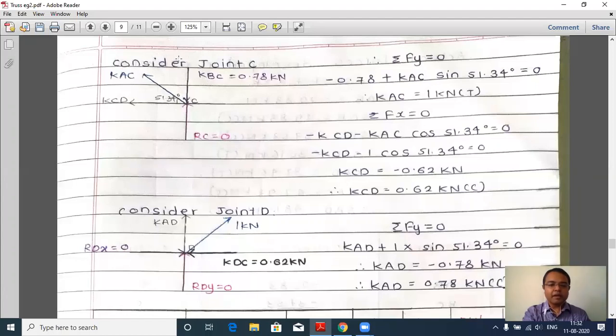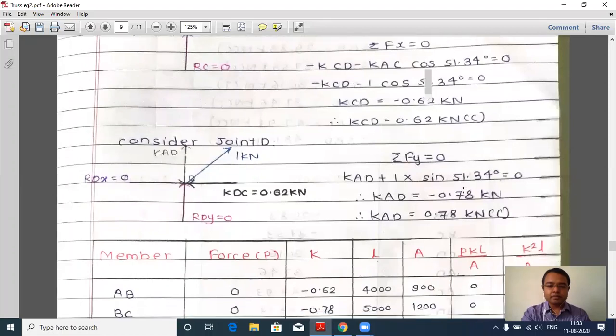Apply summation Fy equal to 0 to this diagram. We get KAC as 1 kilonewton. Positive means there is a tensile force of 1 kilonewton. Next, apply summation Fx equal to 0 to this diagram. We get KCD, that is the force in member CD, as negative. Negative means the assumed direction is wrong, so again this is compression. This is the final answer, KCD.